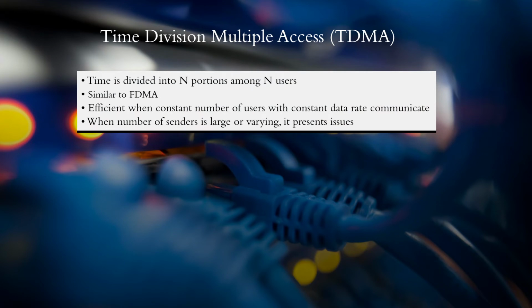The other static method is TDMA, in which time is divided into n equal size portions, and each user will get a portion of the time frame. In TDMA, each user will get the entire frequency band for a limited period of time. It is very similar to FDMA, and it has the same issues as FDMA due to its static approach. In cellular phones, a combination of FDMA and TDMA along with other methods such as CDMA is used for channel allocation for mobile users.